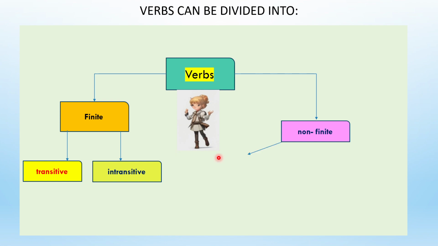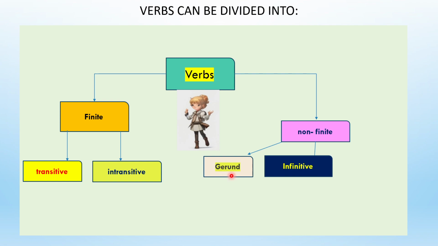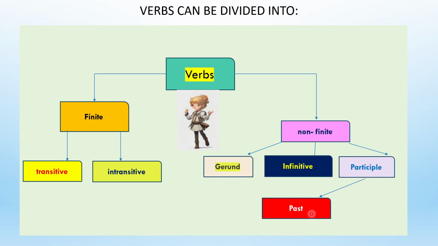Then non-finite verbs can be divided into gerunds or verbal nouns, like playing, I like playing. So here playing is a gerund, a noun, acting as a noun. Then infinitives, I like to play. To play is an infinitive. It will not change with either subject or tense. And then participles, which we can use for describing something, that is a running tap, or a broken cup. So participles can be divided into past participle and present participle.